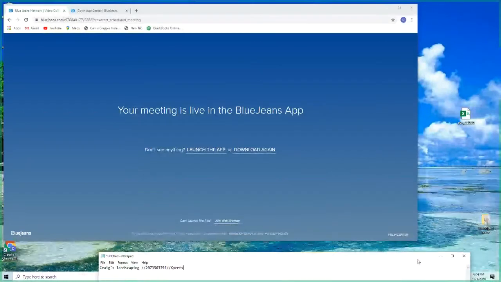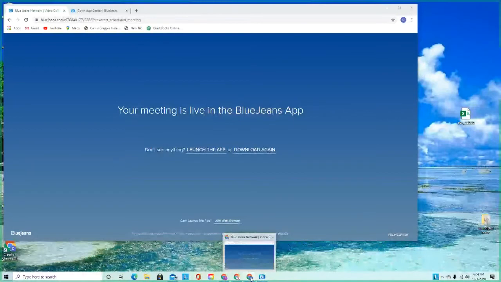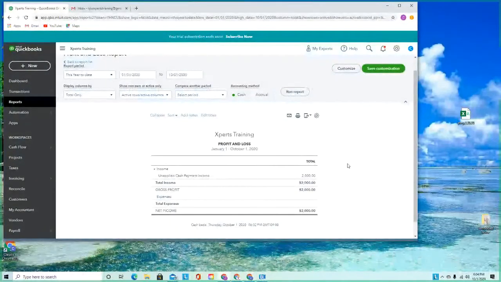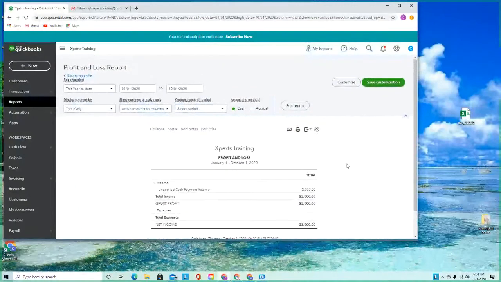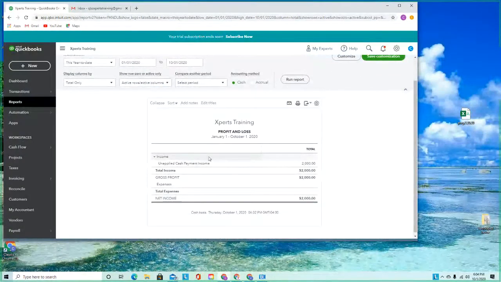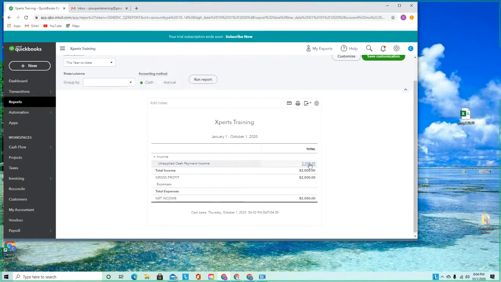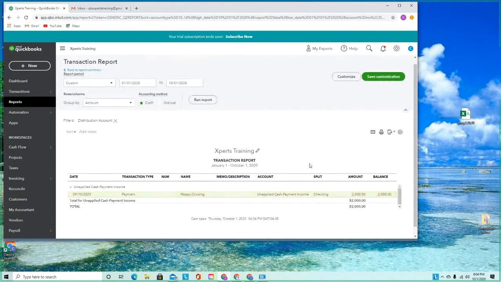So just bear with me for one moment. There it is. So this is not a view account, by the way. So I'm looking at my profit and loss. I'm on cash basis and whoa, what is this? Unapplied cash payment. Oh no, we don't want the money in there. How to fix that? Okay, so we're gonna open up this transaction and see what happened here.